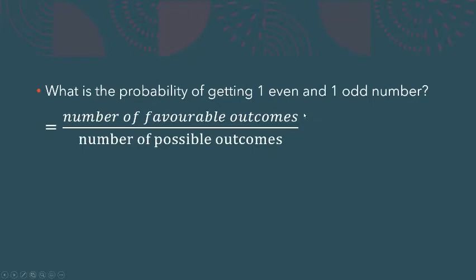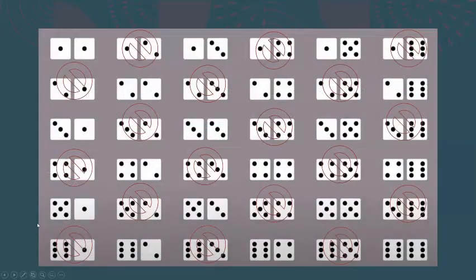So, gumamit pa tayo ng isa pang halimbawa para mas maintindihan pa natin lalo. What is the probability of getting one even number and one odd number? Gamitin ulit natin to. The number of favorable outcomes over the number of possible outcomes. So, para mas madali natin gawin to, tignan natin tong table. Kinancel out ko lahat ng may 1 even tsaka 1 odd number.